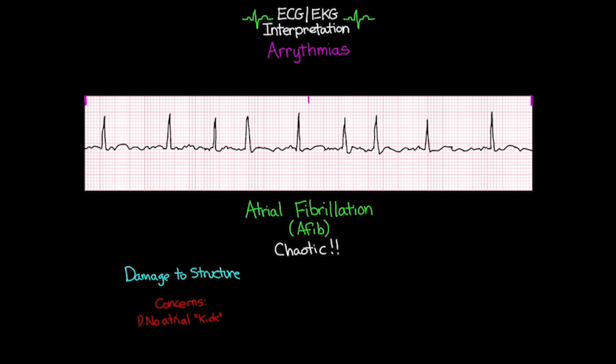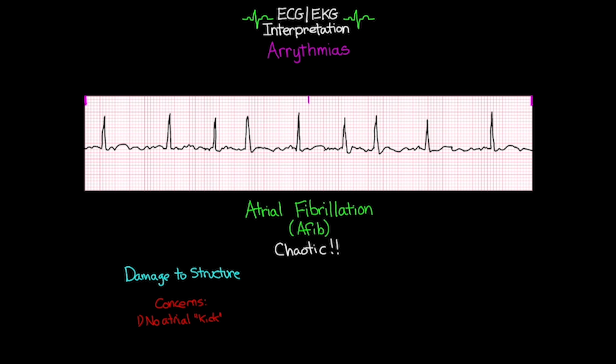If you remember, the atria contract just before the ventricle does, helping to really fill up that ventricle before it contracts. But since we don't have that organized contraction here, we're not getting that atrial kick. Therefore, we're going to lose about 20% of our preload into that ventricle, and this can have a sometimes profound impact on our patient's blood pressure.